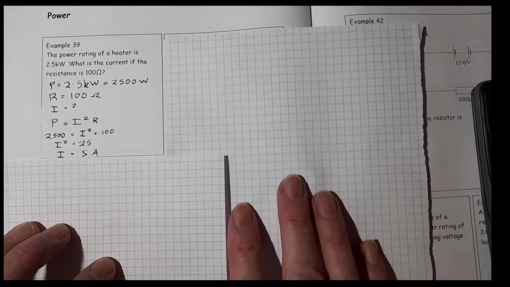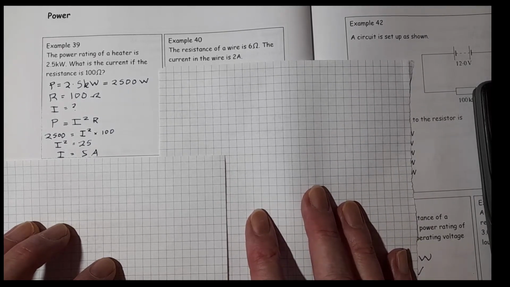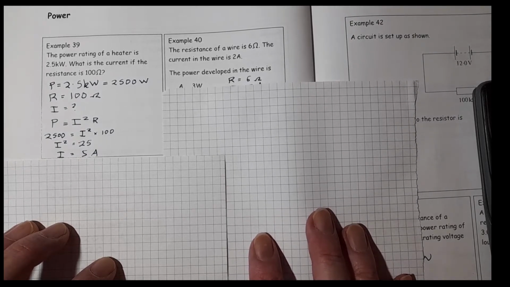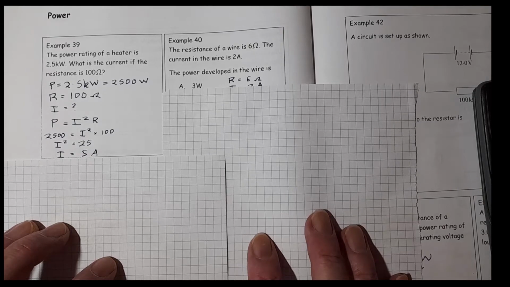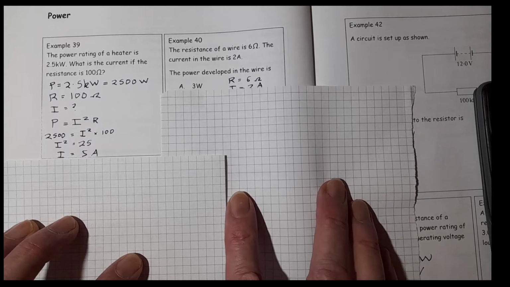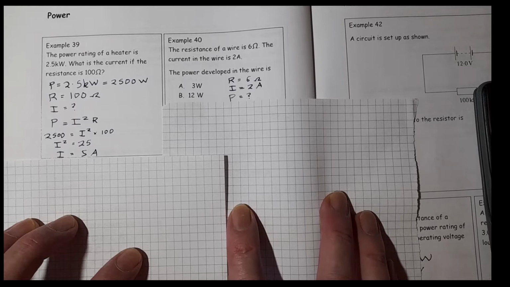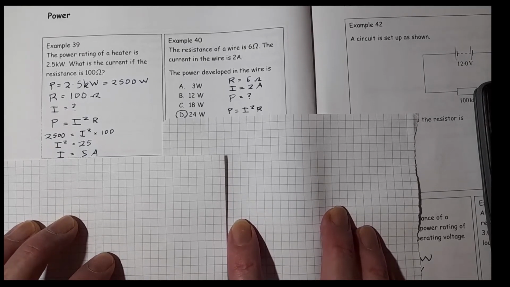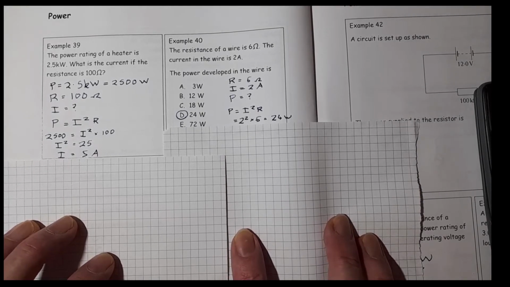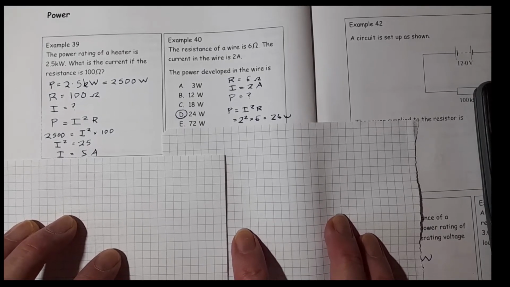Next example, example 40. This time we have a wire with a resistance of 6 ohms and a current of 2 amps, and we're asked to calculate the power. So again, this is a multiple choice one, but for the purposes of this exercise, we'll write down the different quantities that we've got formally. So we have the resistance 6 ohms and the current 2 amps. We're trying to calculate the power. Again, P equals I squared R, so we substitute in 2 for the current, but it has to be squared, 2 squared. Times that by 6, so that's 4 times 6, 24 watts.